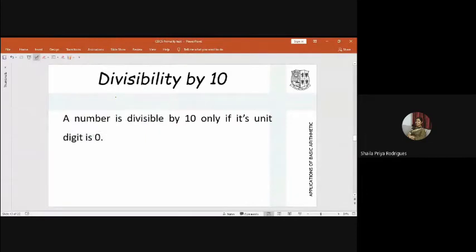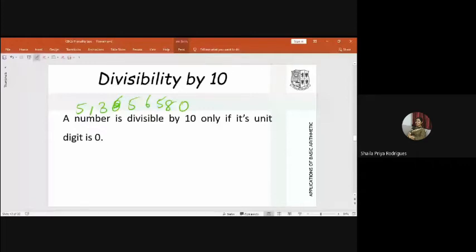Divisibility by 10. This one is easy, right? If the last digit, that is the units digit, is 0, then the number is divisible by 10. Give me examples of numbers that are divisible by 10. 513365658 0. Divisible by 10 because the last digit is 0.